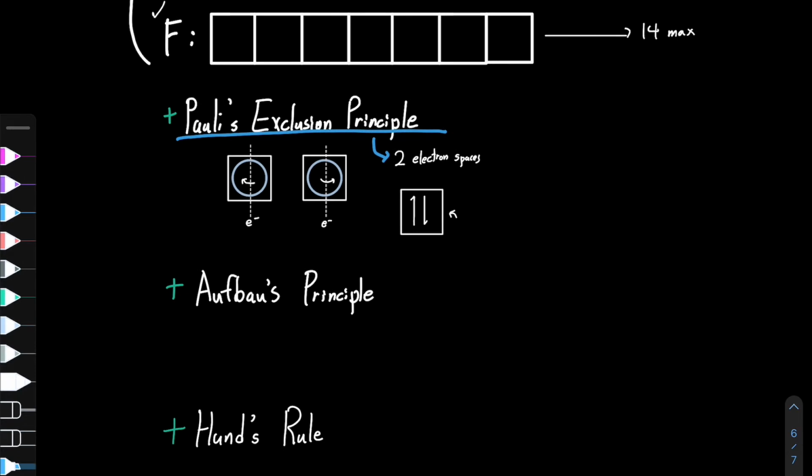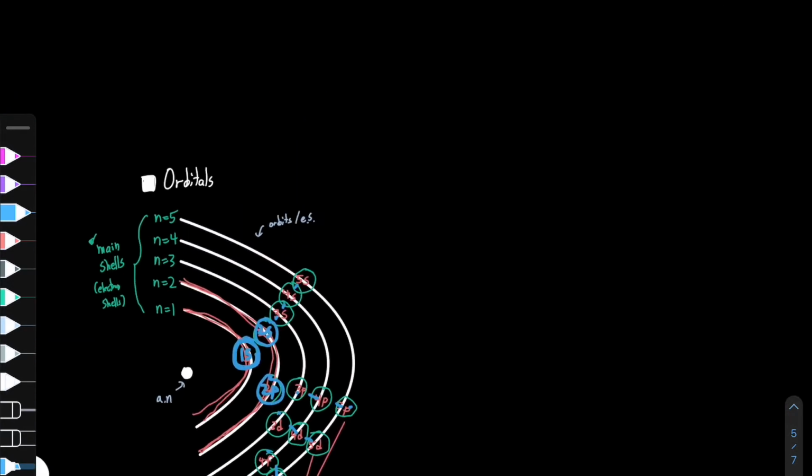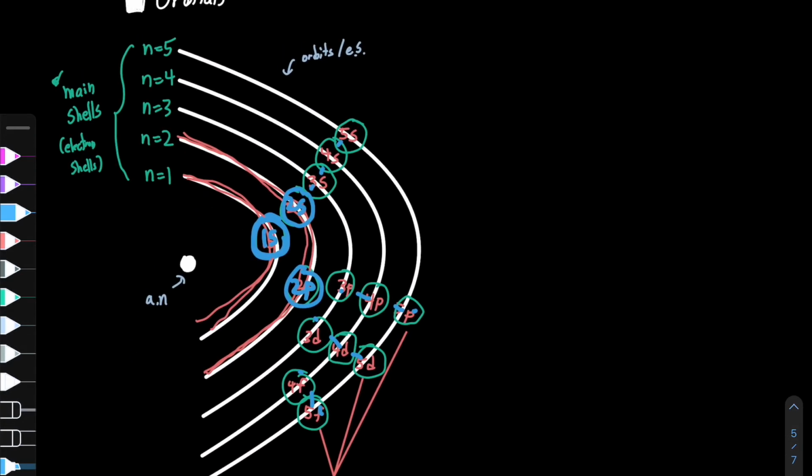Now, taking a look at the second principle, Aufbau's principle. Aufbau's principle states that when electrons are first introduced to an atom, they aren't randomly just inputted into these orbitals. They actually have a very strict electron configuration. And last lecture, I've mentioned that in electron shells or orbits, there are these orbitals.